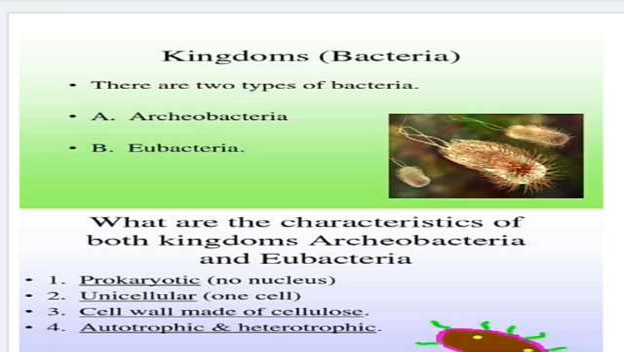Archaebacteria are single-celled prokaryotes that differ from other bacteria in having a different cell wall structure, and this feature is responsible for their survival in extreme conditions. Eubacteria are the true bacteria. They are characterized by the presence of a rigid cell wall.